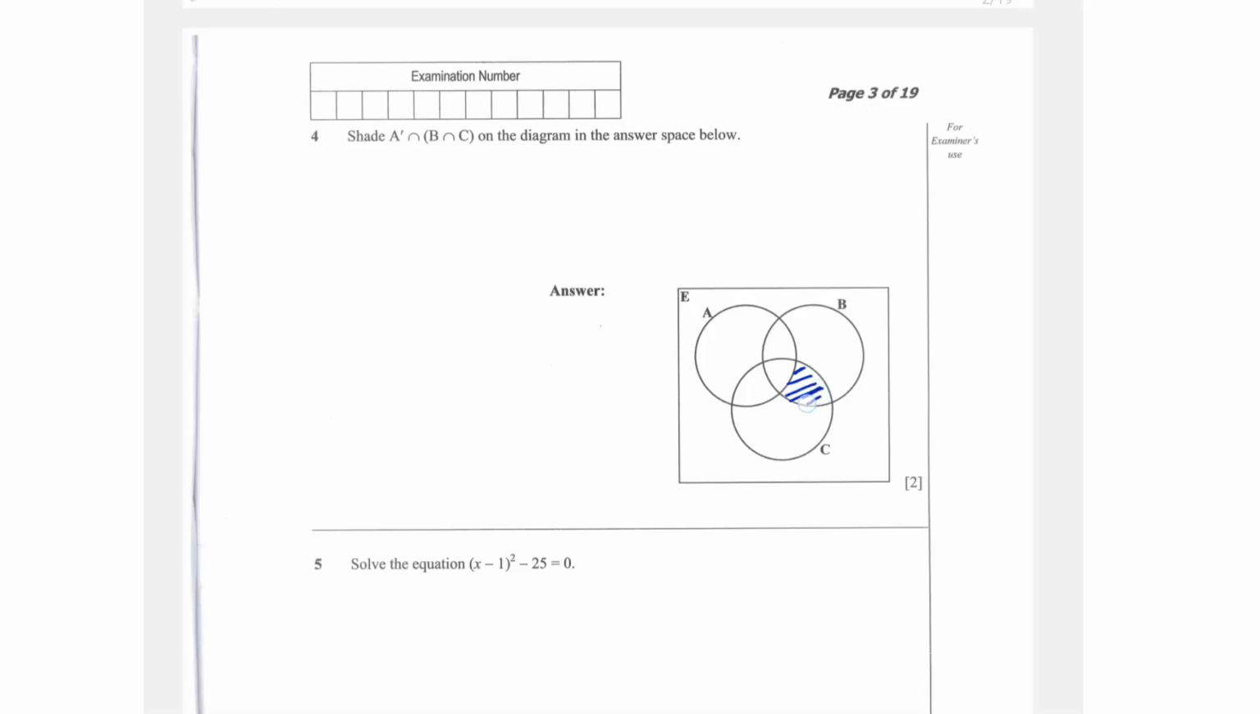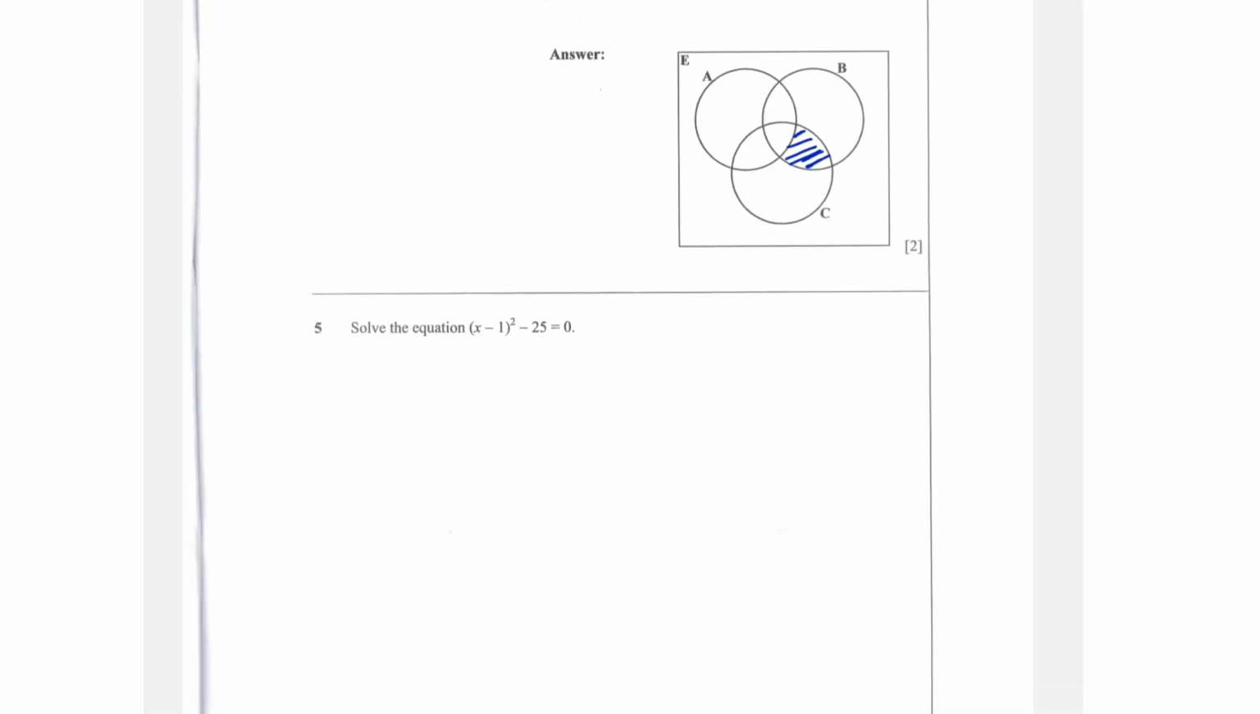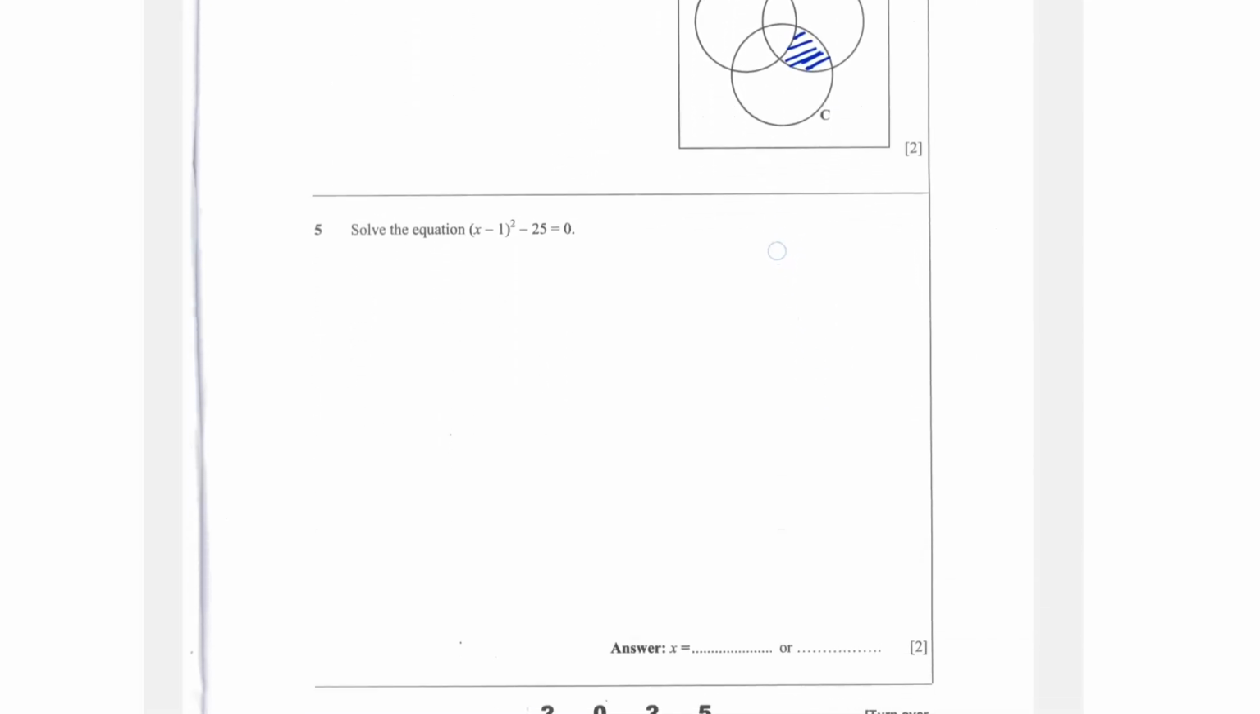So this is where we have our A complement intersection B intersection C. Let's move on to another question. Question 5 says, solve the equation (x minus 1) to the power 2 minus 25 equals 0.